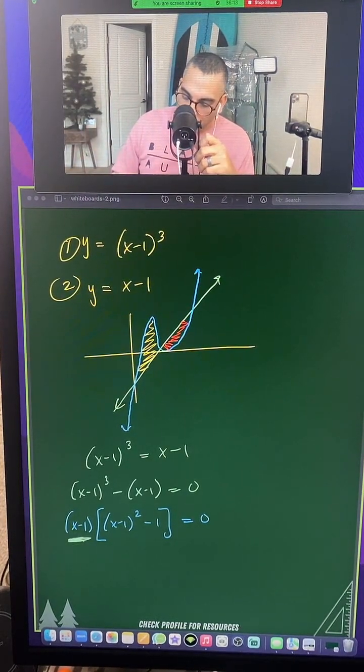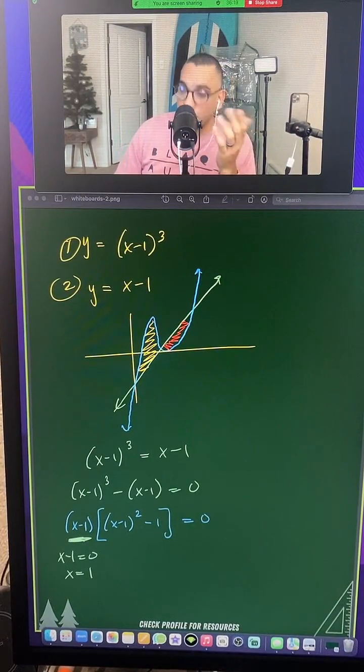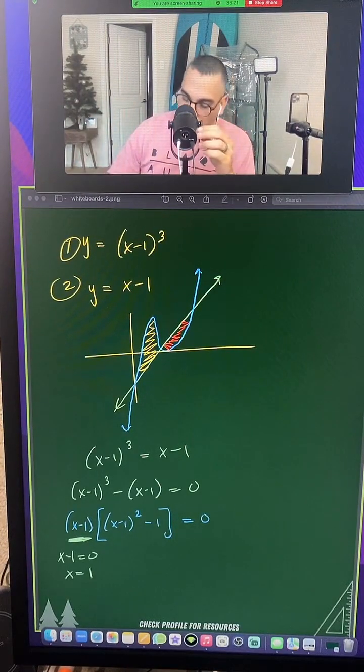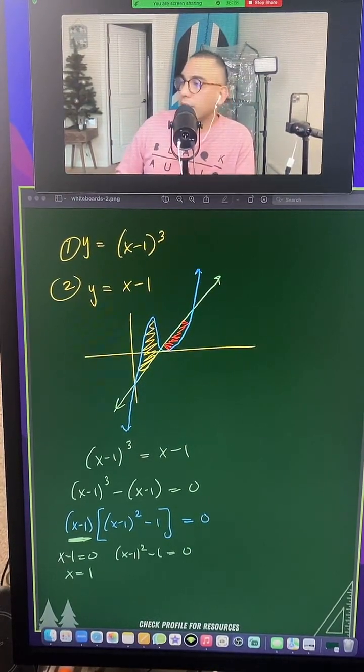So we're going to say x minus 1 is equal to 0. That gives us one answer. That's x is equal to 1. So we know that's one of the points where the functions intersect. And then the other one is going to be x minus 1 squared minus 1 is equal to 0.